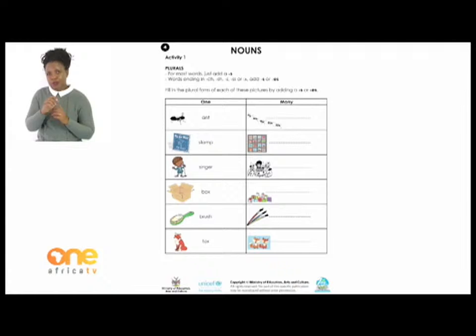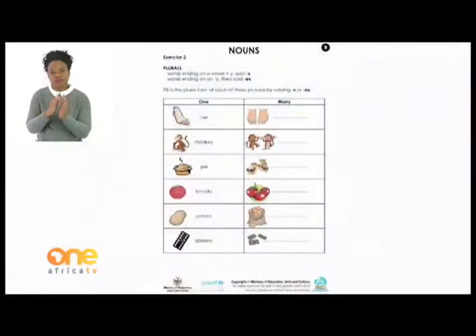Let's turn our books. Let's continue with our activities on page 5. Page 5, words ending on a vowel plus Y. The rule says we just add an S. Words ending on an O, then add ES.